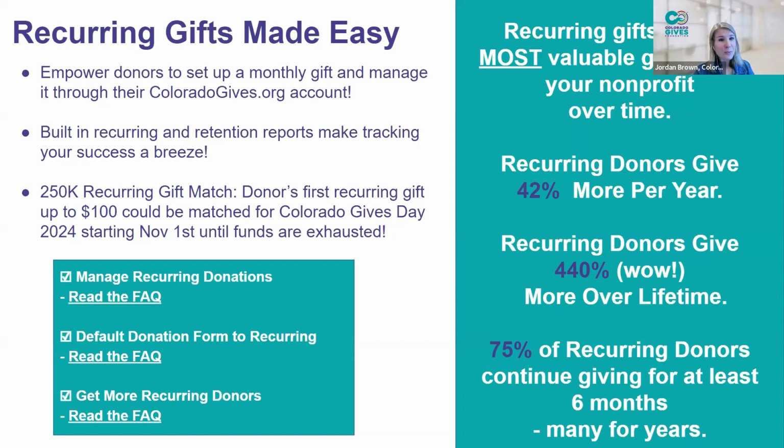The other thing that is really exciting about recurring giving this year is that we are bringing back the $250,000 recurring gift match. And so a donor's first recurring gift, up to $100, could be matched for Colorado Gives Day 2024. And that starts November 1st until funds are exhausted. So this is an opportunity for you guys to really start asking and provide an incentive for folks that you want to target as recurring givers.